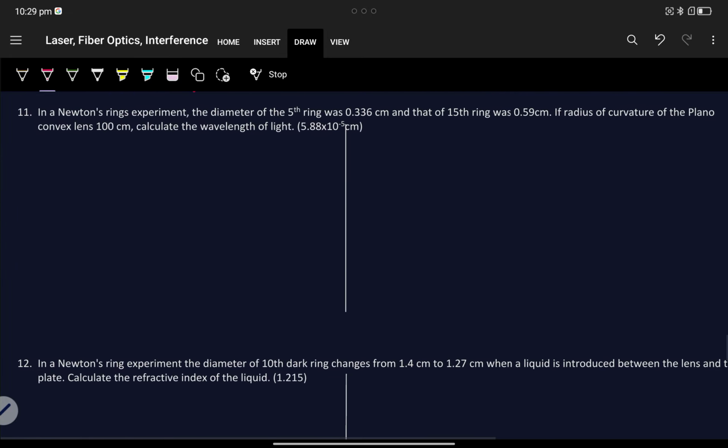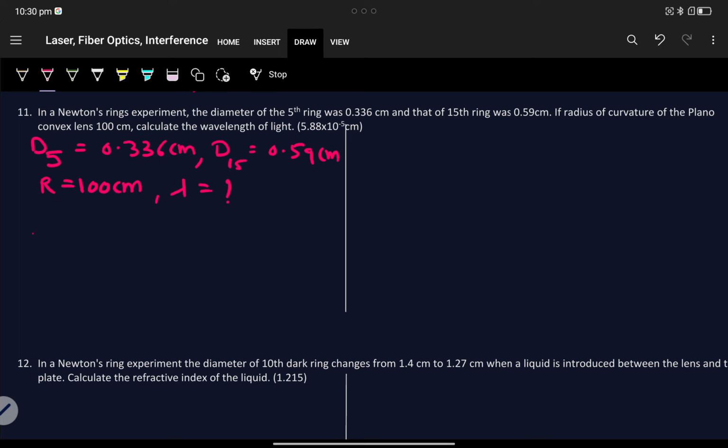In Newton's ring experiment, the diameter of the fifth dark ring is given as 0.336 centimeter. The diameter of the 15th dark ring is 0.59 centimeter. Radius of curvature is given as 100 centimeter. We need to calculate the wavelength.